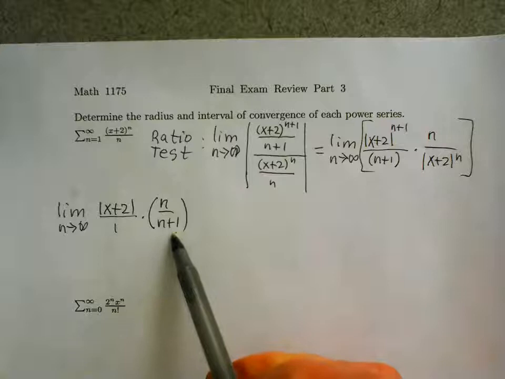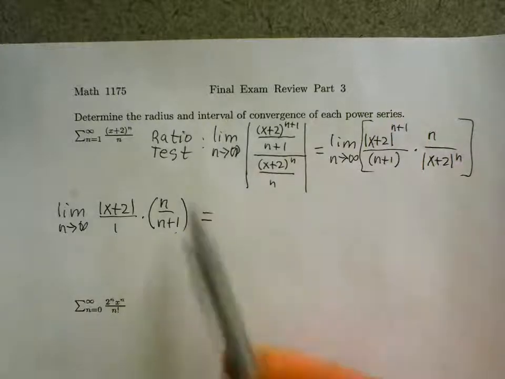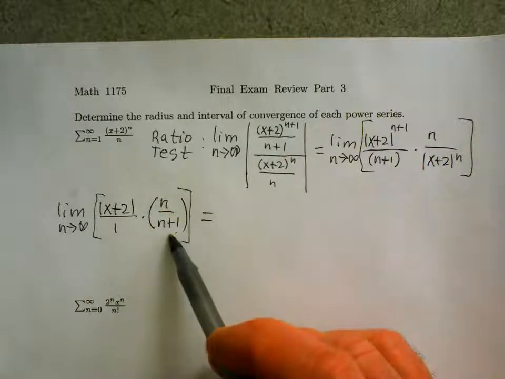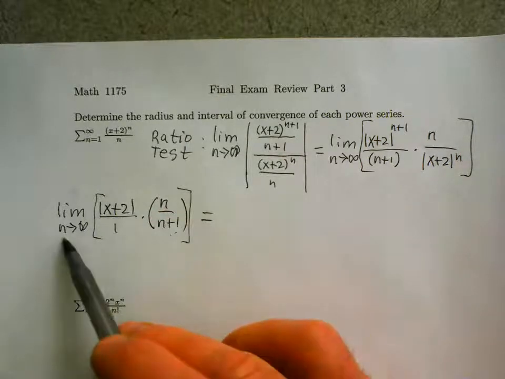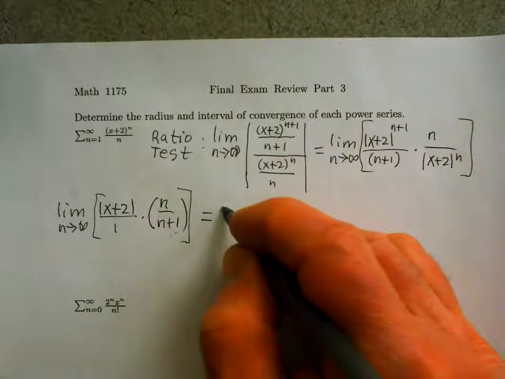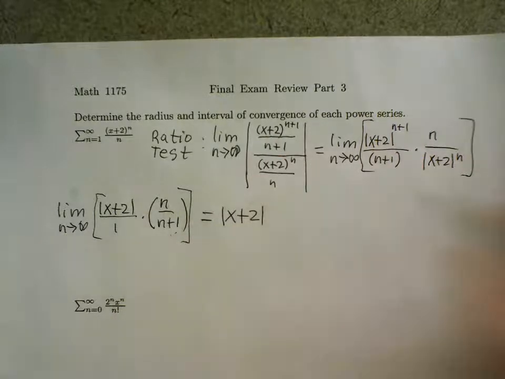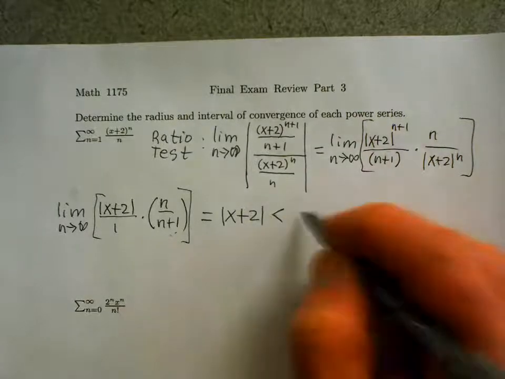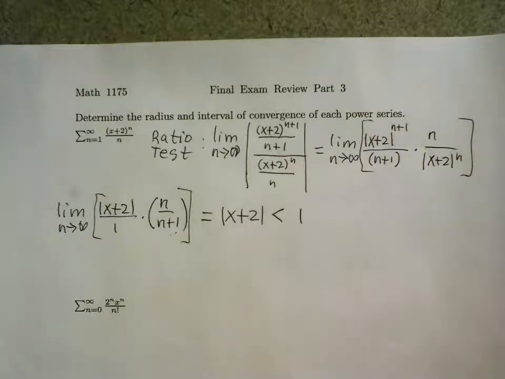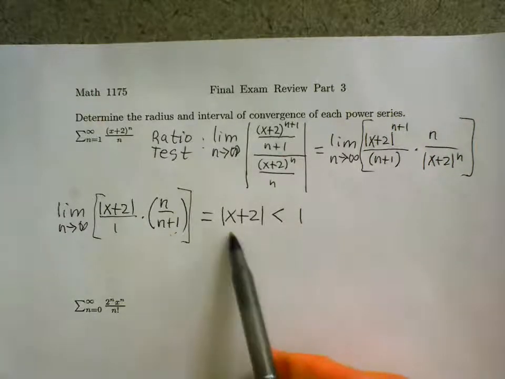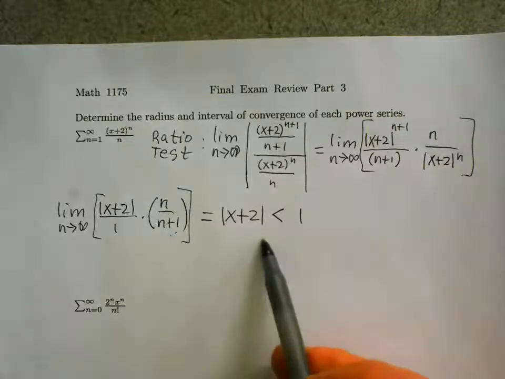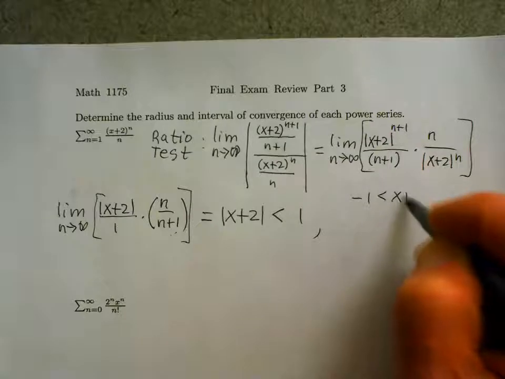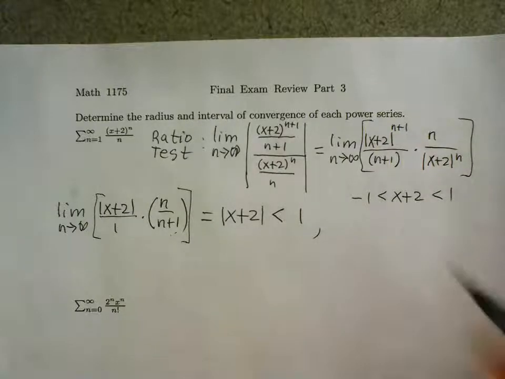The limit of this is equal to, since the limit of n over n+1 as n goes to infinity is 1, and x+2 is unaffected by n, this limit is the absolute value of x+2. And when we use the ratio test, we write that less than 1 because that's, according to the ratio test, when we get convergence. And so negative 1 is less than x+2, which is less than positive 1.